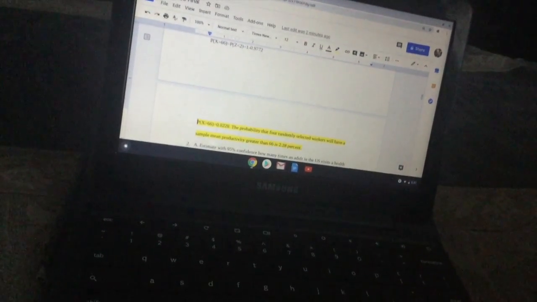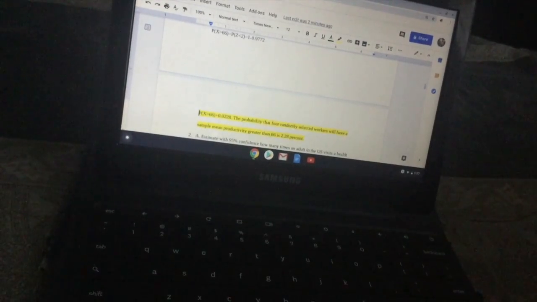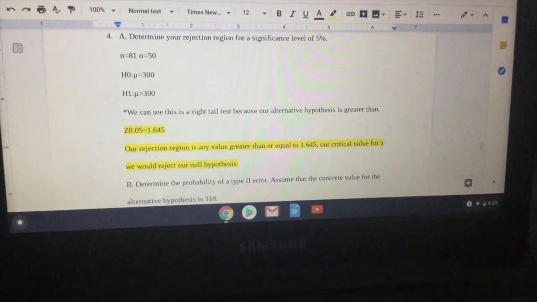So the probability that our x value is greater than 66 units of productivity is 2.28%, or 0.0228. Move along now to question number 4.